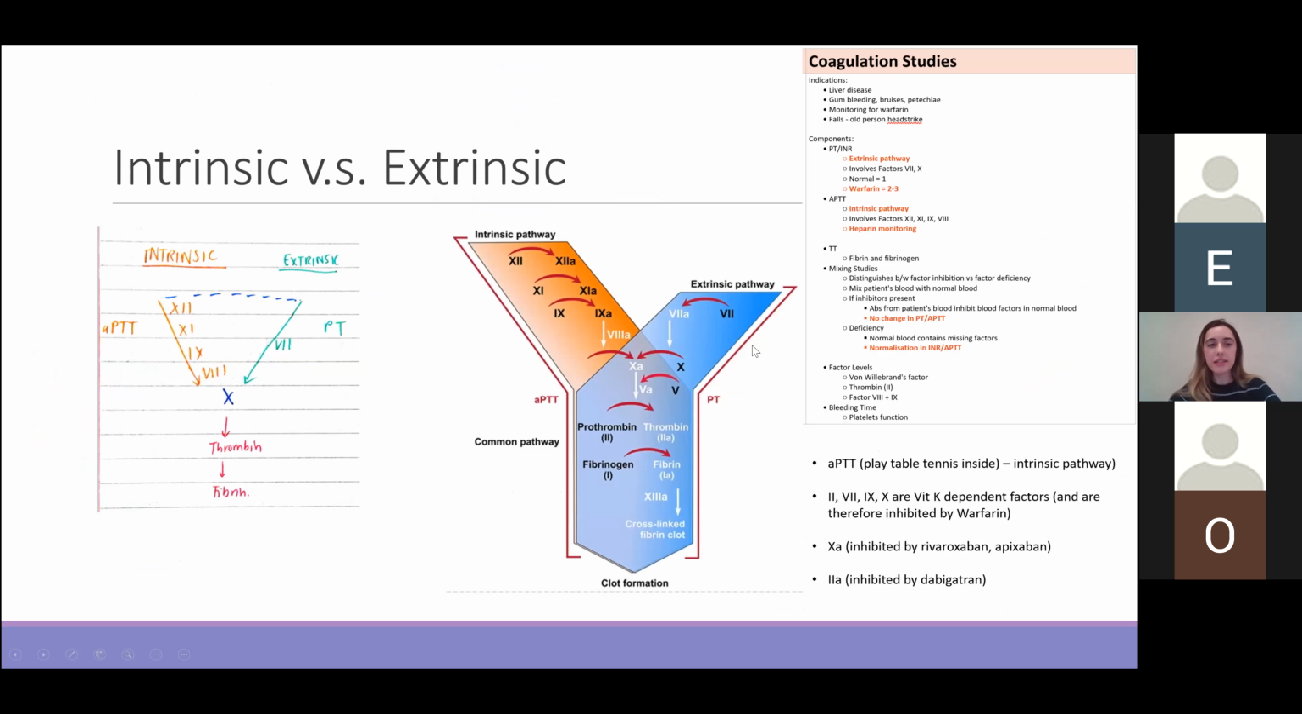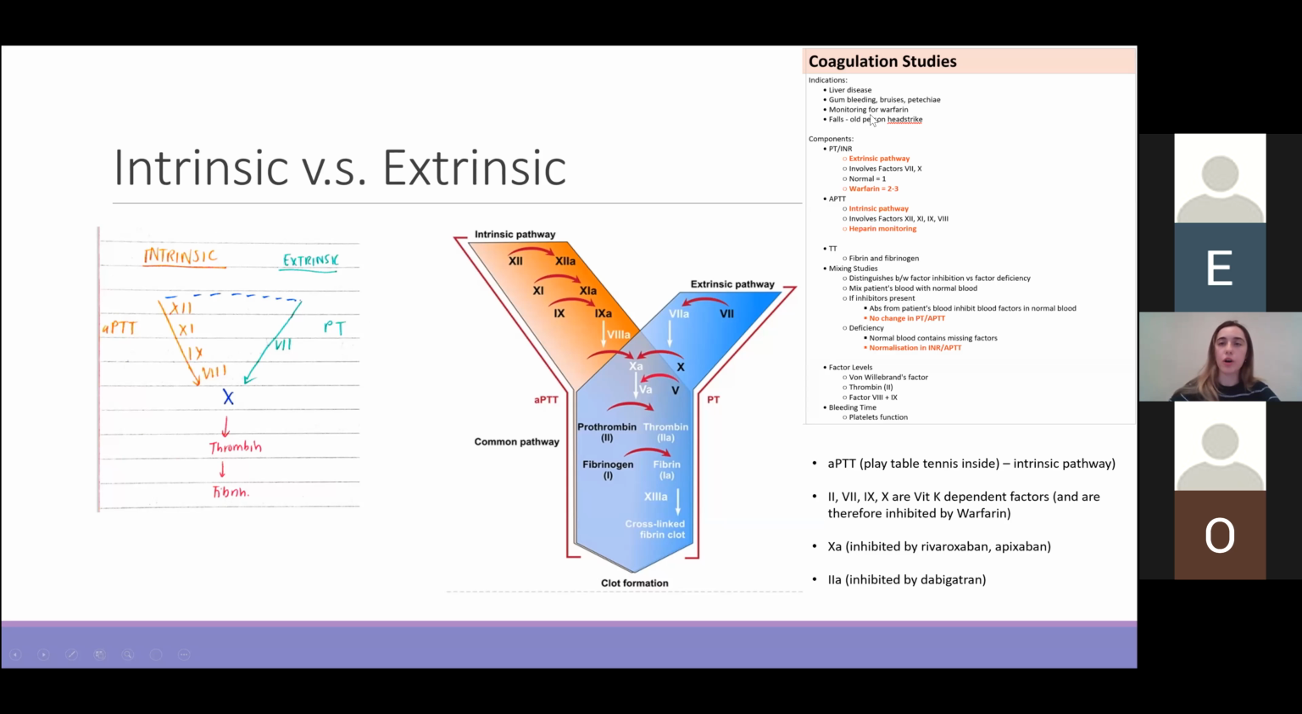Okay, so this is something that will come up in your pharmacology as well with heme. So it's just really important to understand the difference in the clotting pathways for your coagulation. Really simply, your intrinsic is measured by your APTT, and a mnemonic we were told was you play table tennis inside, so TT for table tennis. And then your extrinsic is mainly factor 7, and that is prothrombin time, or INR. The terms are kind of interchangeable.